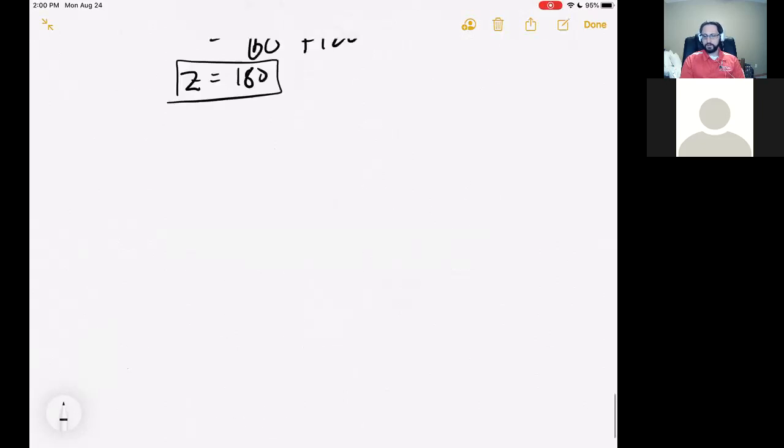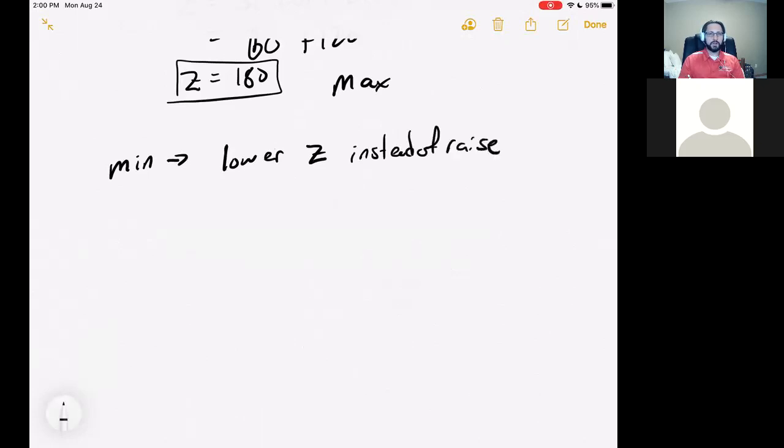This was obviously a maximize function, a small variation. If you're doing a minimize function, you should lower the values of z instead of raise, and find the lowest corner, that is, find the lowest line segment that is still touching the graph.